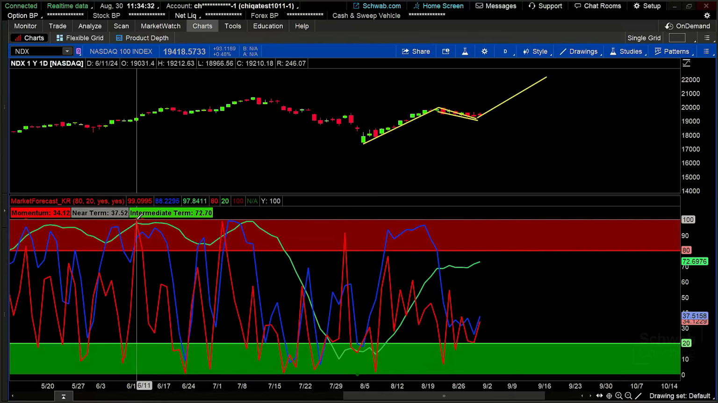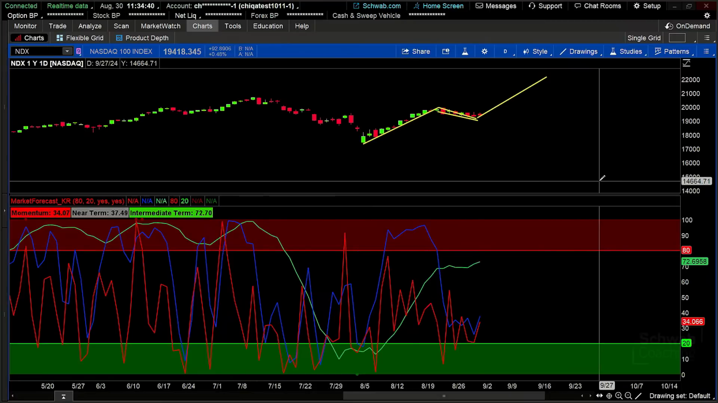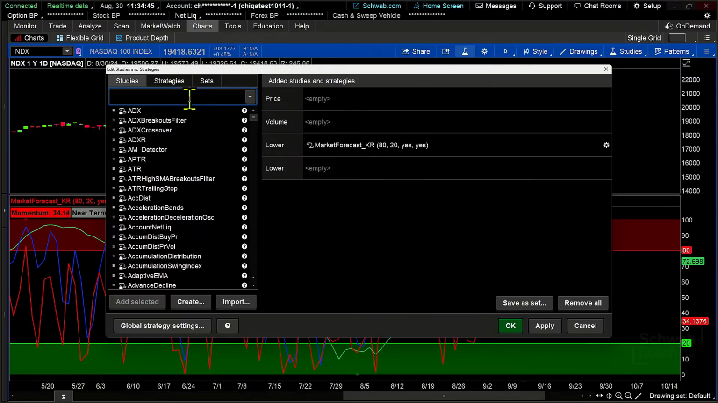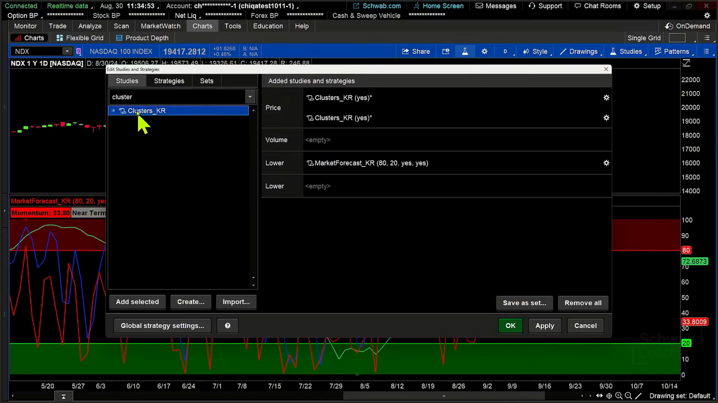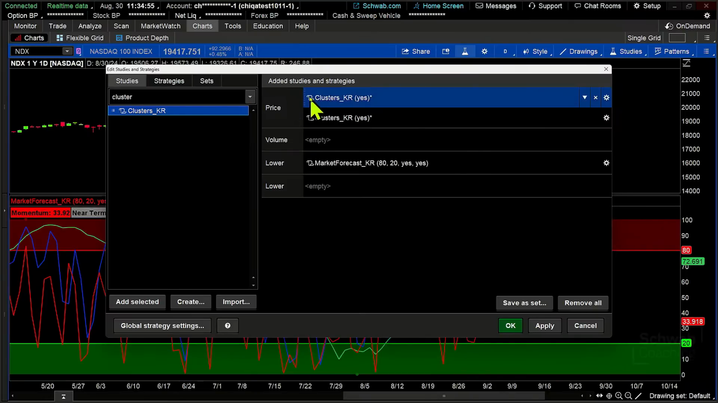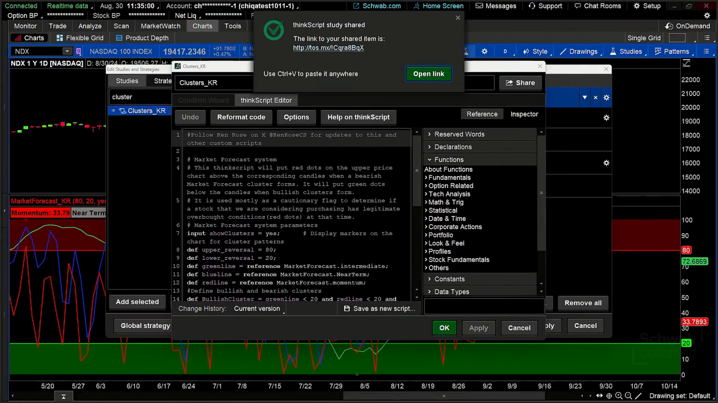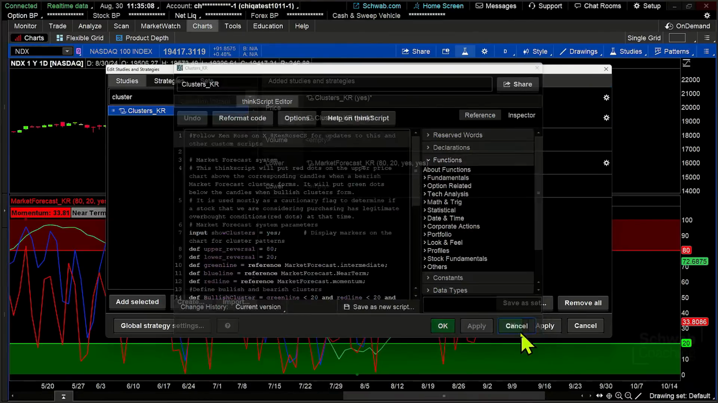Yeah, Pat was using this as well. And this can be a helpful tool. Now, there is one other indicator that I'm going to put on here that can also be helpful. I'm going to go up here to the flask icon, clusters, Ken Rose, and I'm going to add this twice. I'm going to share this also with you. And again, remember that shared items are not guaranteed as to accuracy or time.